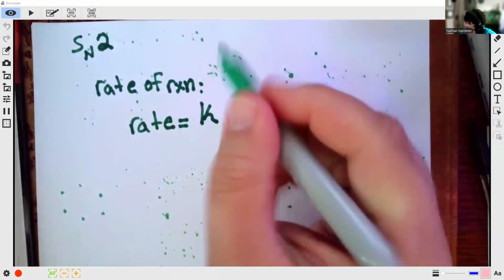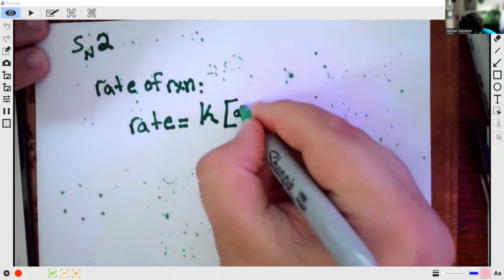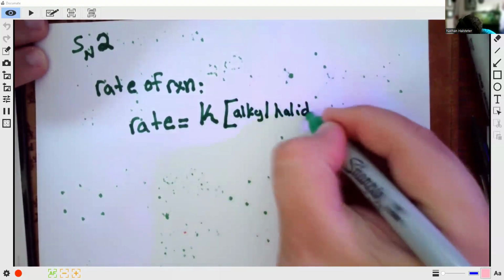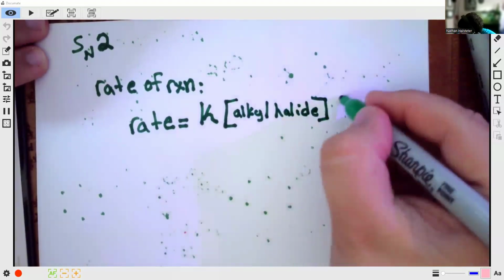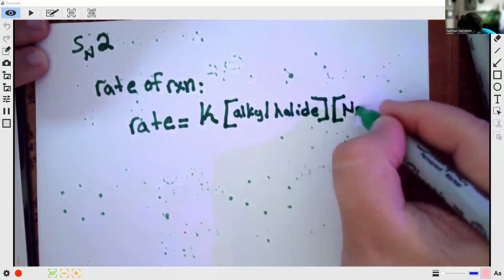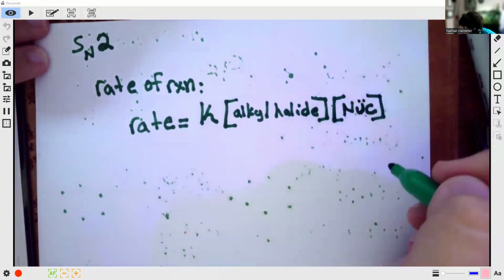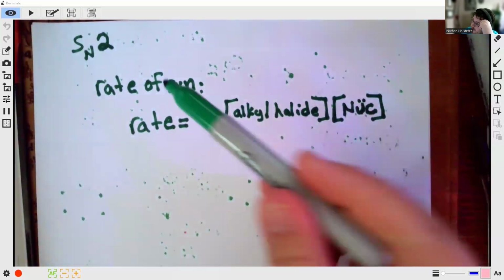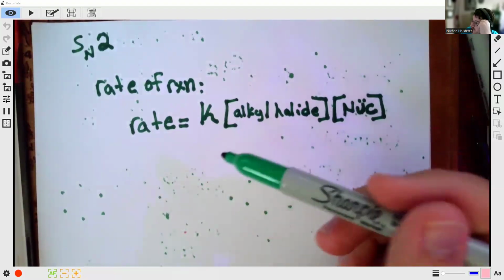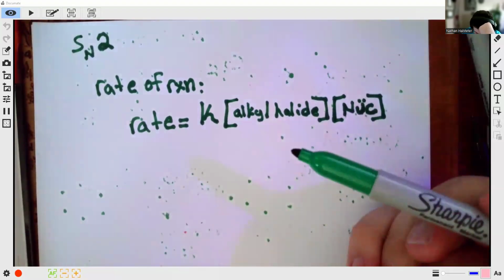K times the concentration of your alkyl halide times the concentration of your nucleophile. So the two comes from the two different things the rate of this reaction depends on. Remember, K is a constant. That doesn't change. But we can adjust the amount of alkyl halide or the amount of nucleophile.